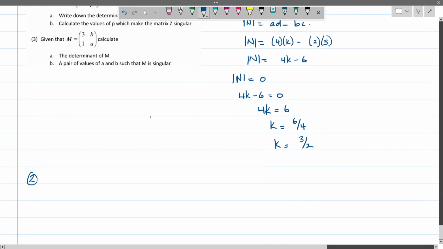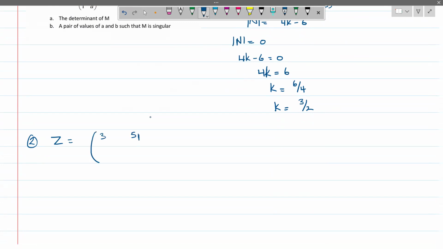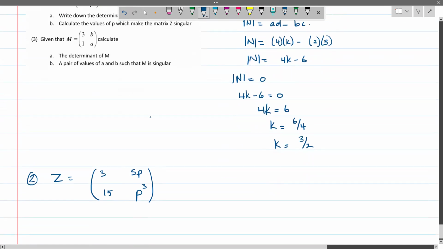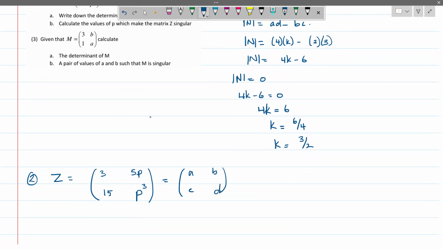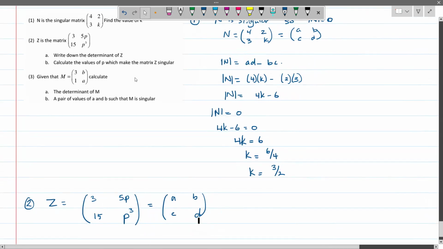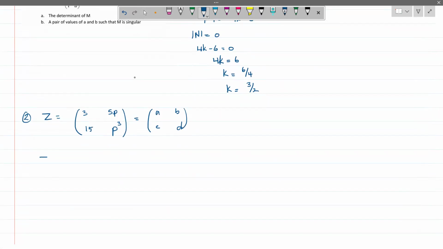Number 2. We have Z is equal to 3, 5P, 15, and P cubed. Right. So let us put that equal to A, B, C, D. They say to write down the determinant of Z. Calculate the values of P, which make the matrix Z singular.